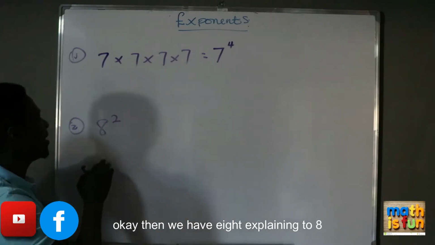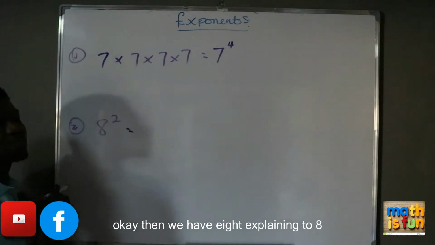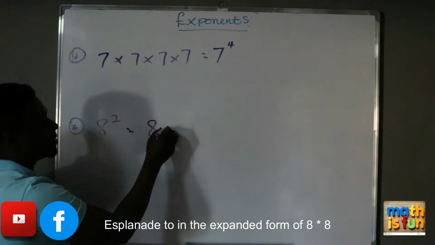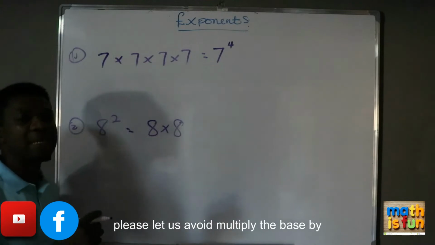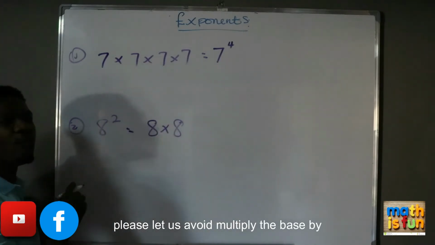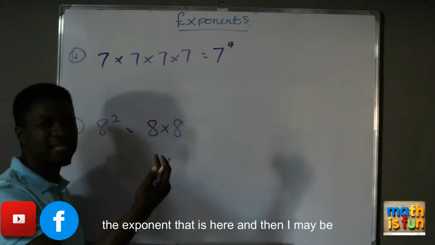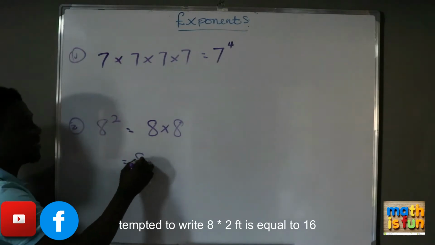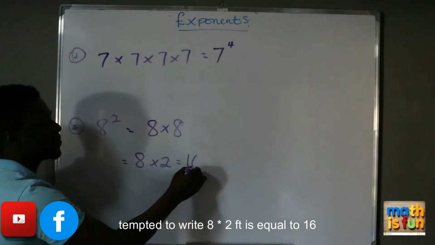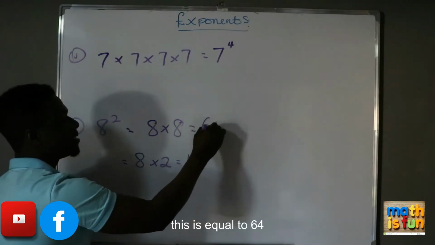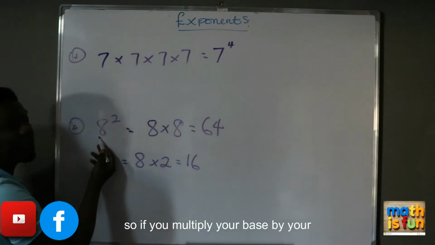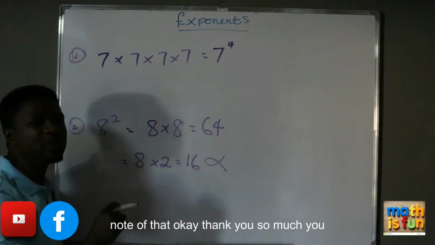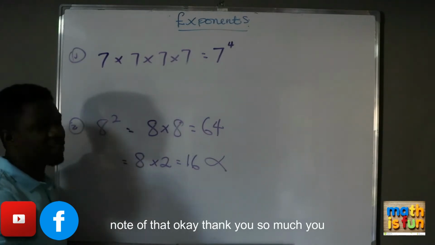Then here we have 8 exponent 2. 8 exponent 2 in the expanded form will be 8 times 8. Please, learners, avoid multiplying the base by the exponent. Here a learner may be tempted to write 8 times 2, which is equal to 16. This is equal to 64. So if you multiply your base by your exponent, it means it is wrong. Please take note of that. Okay, thank you so much.